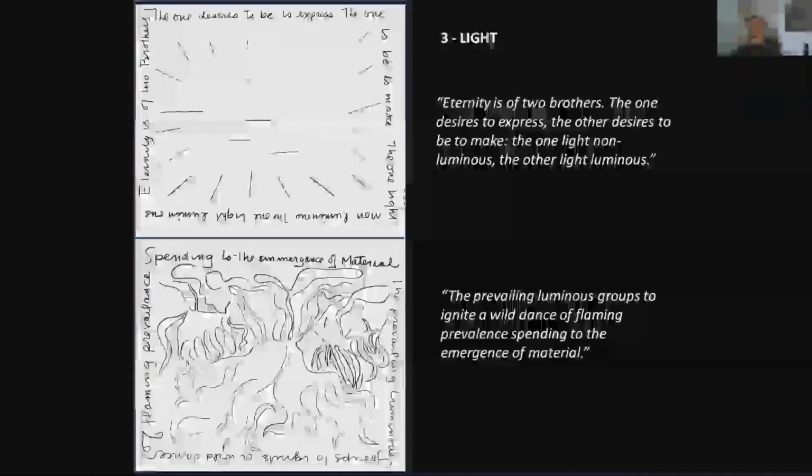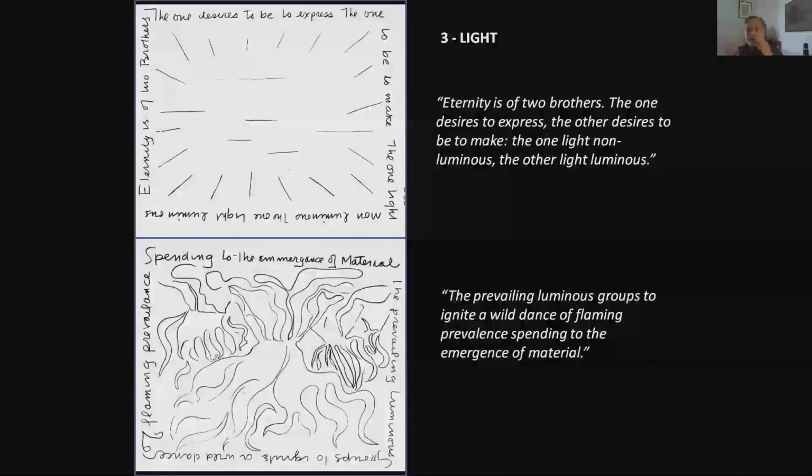What he's talking about, I think, and I have a good reason to believe I'm right, is that he's talking about light constituting one part of architecture, the other being the materiality of architecture, or materiality of anything that is built actually. And therefore he says that there are two brothers. Eternity is of two brothers. The one desires to express.